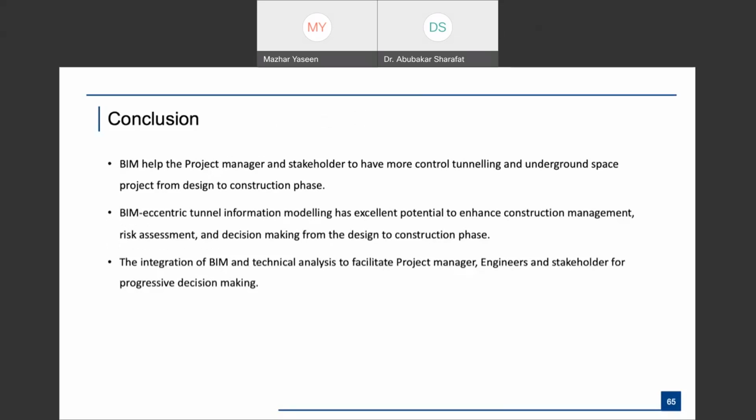Concluding my session today, I believe that BIM helps the project manager and stakeholders to have more control over tunneling and underground space projects. BIM can be really beneficial for the tunneling and underground space industry, because these projects involve a lot of hidden information, and BIM has a lot of potential to enhance construction management, risk assessment, and decision making for the design and construction phases. The integration of BIM and technical analysis can help project managers, engineers, and stakeholders with progressive decision making.